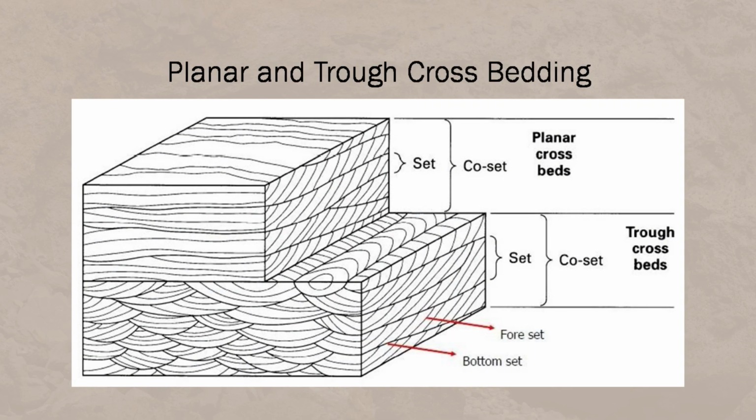This is the same planar type shown another way, in three dimensions, where you can see the upper ones are all sets, and these co-sets interact with the other sets and produce a foreset and bottom set. So you get trough cross beds, and in the upper part you get planar cross beds. So this is a diagrammatic representation of what I just now told you.